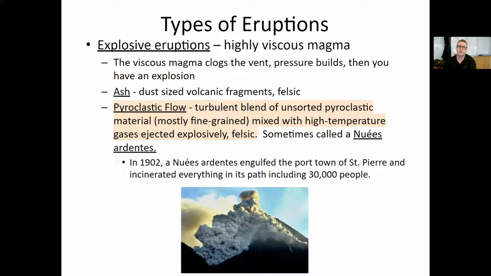Generally associated with explosive eruptions, you'll have massive ash clouds, but you'll also have this thing I highlighted in orange here. This, in my opinion, is the most dangerous part of explosive eruptions from composite volcanoes, is our pyroclastic flow. It's this turbulent blend of different types of really hot, molten, finely grained material mixed with high temperature gases that move incredibly fast over landscapes, sometimes 300 miles an hour or faster.